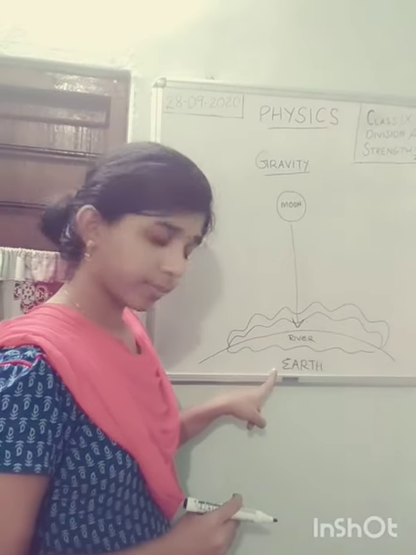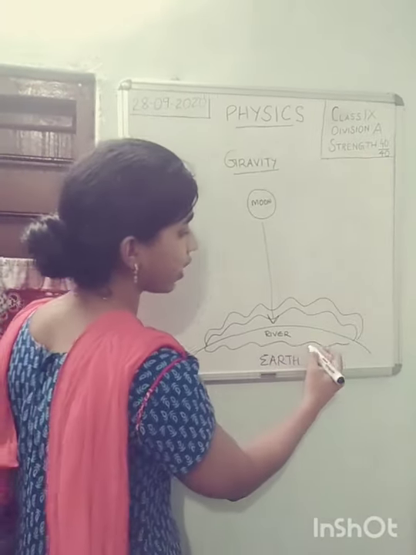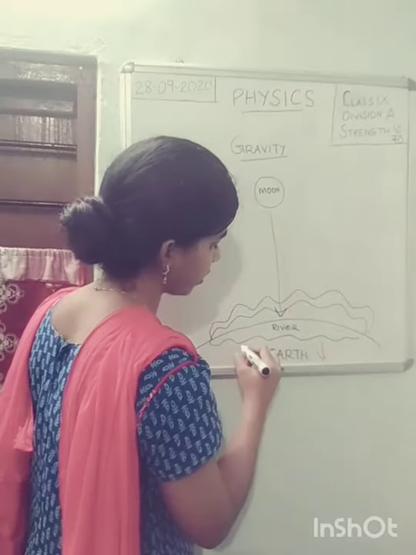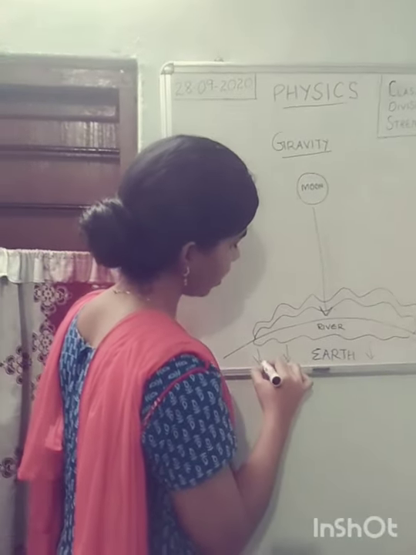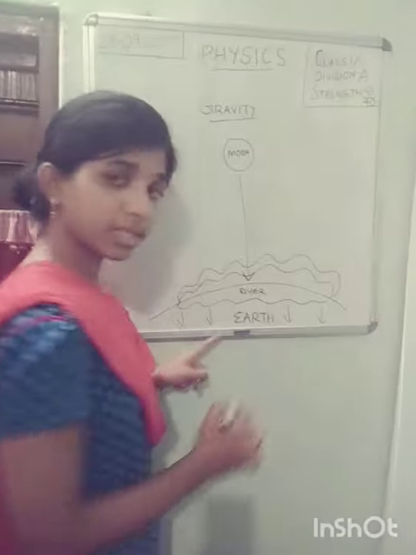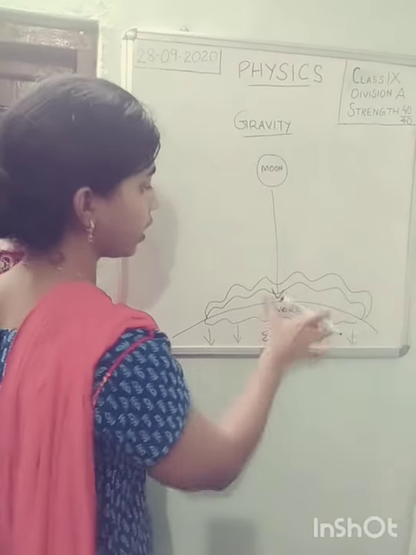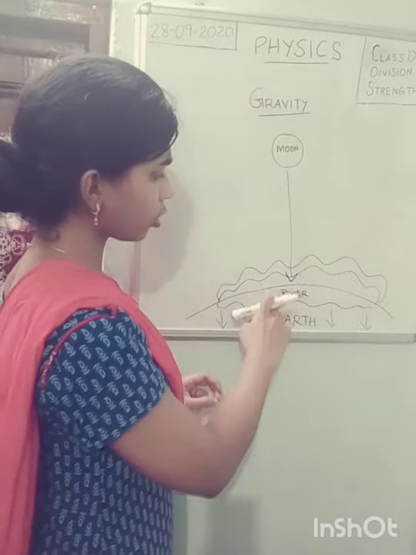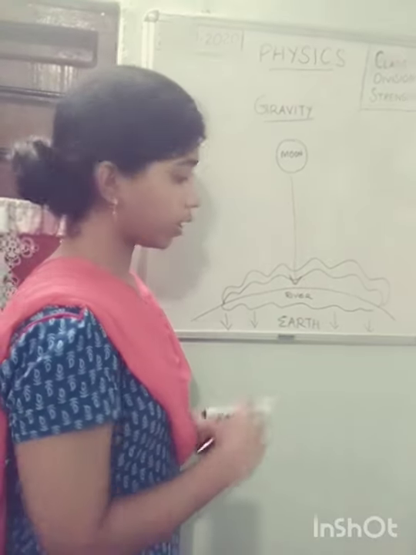Is it earth? No. Earth is pulling objects in the downward direction. That we know, no? Earth is pulling its object towards its center. That is the downward direction of this ground. So, why did the water go upward?